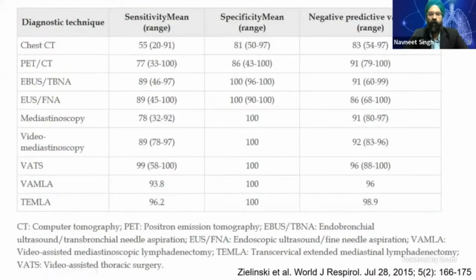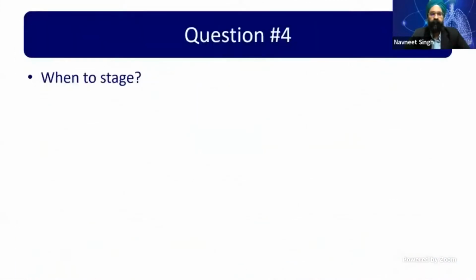Now, if you have to compare all of these techniques for staging, ranging from the simplest chest CT, PET CT, the endoscopic techniques, mediastinoscopy, and so on, you can see that there is a very wide range of sensitivity and specificity. But for all of these endoscopic techniques and even the surgical techniques, the specificity is very good, which means if you find it, it is there.